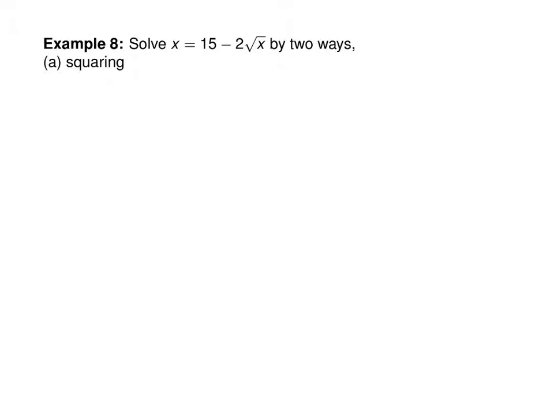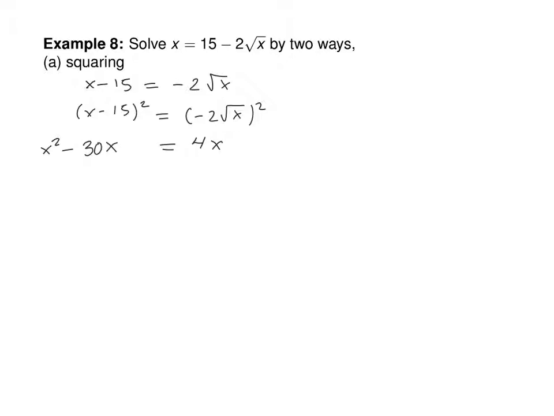Okay, so if you're going to get the square root by itself, what would you do first? Minus 15, very good. So x minus 15 equals negative 2 root x. And then square both sides. So x minus 15 squared equals negative 2 root x squared. Okay, so on the right side we have 4x. How about the left side? X squared minus how many x? 30, good. And then if you don't know 15 squared, I'm not going to judge you. It's 225.